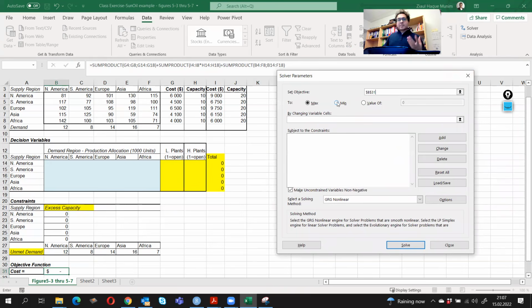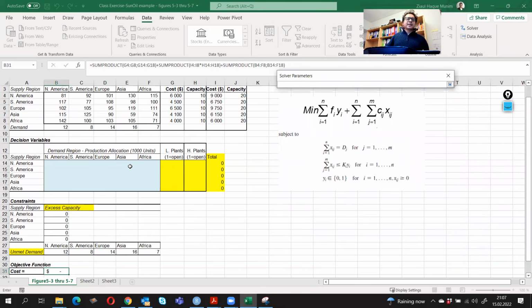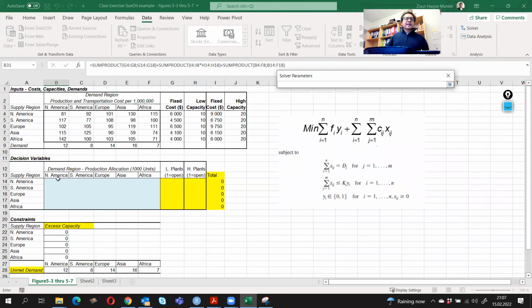And we are going to minimize it because it's a cost problem. Cost problems are normally minimization problems. Profit problems are normally going to be maximization problems. So we are going to minimize this cost problem. And here, by changing cells, we can select all of them up to this point, not the total one. Okay, the values that will be determined by the optimization.